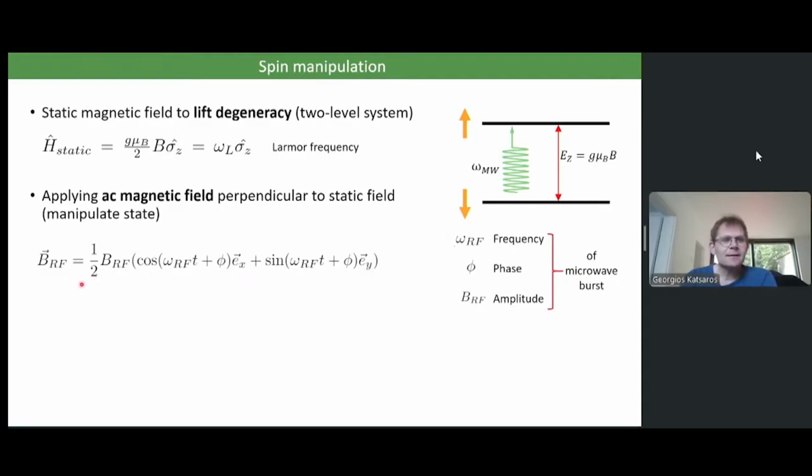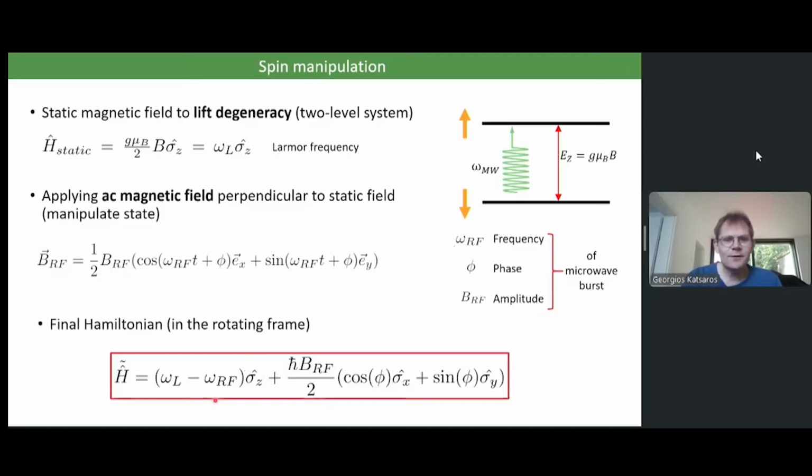And here it is written already in a form where you can see, as it's an oscillating magnetic field, it has a certain frequency, a certain phase and a certain amplitude. And if you do a bit of math and you go into the rotating frame, you can see how the Hamiltonian looks in the rotating frame. And when your driving frequency is equal to the Larmor frequency, practically you are left with this term. And then depending on the phase, you can decide whether you do X or Y rotations. So this is in some sense the conventional principle of electron spin resonance.